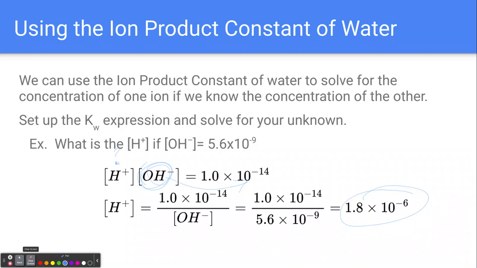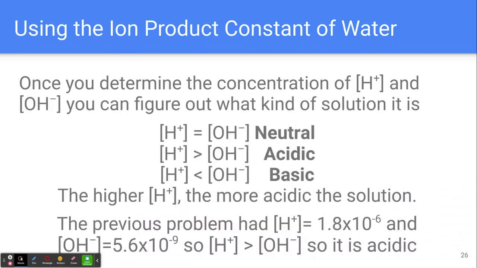Now, in these calculations, make sure you're using that EE button on your calculator. Otherwise, you most likely will get these questions wrong. So once we determine the concentration of the proton and hydroxide, we can figure out what kind of solution it is. So if they were equal to each other, that would be a neutral solution. Equal means that they have to be the exact same number with the exact same exponent on the 10. If you have more protons than hydroxides, then it's acidic. If you have less protons than hydroxide, then it's basic. That means you would have more hydroxide than protons. That's the other way to look at it.